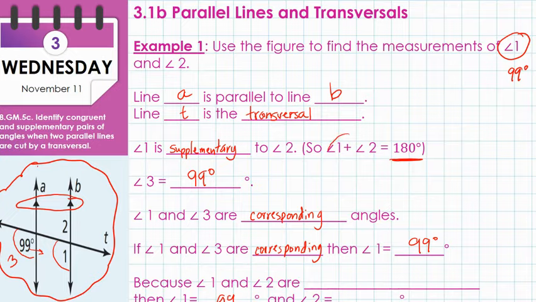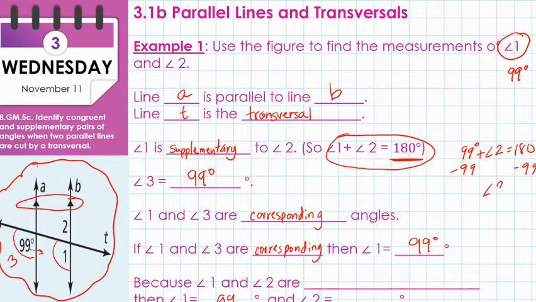We're going to use a quick algebraic solution. I'm going to find it using a quick algebraic solution. So if I substitute angle 1 for 99 plus angle 2 equals 180. If I subtract 99 from both sides, angle 2 should measure 81.